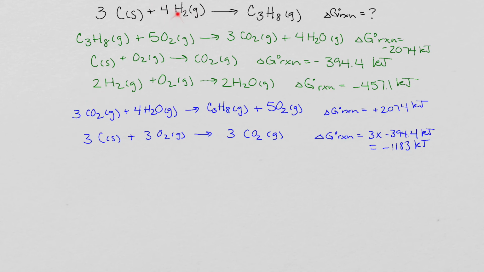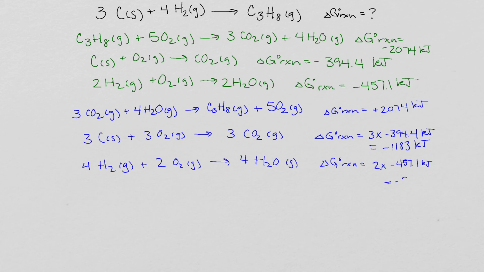All right. And last, I see that I've got a 2 of the H2 here, and I've got a 4 here. So let's go ahead and multiply this guy by 2. So I've got 4 H2 plus 2 O2 going to 4 H2O. And then my delta G of my reaction is going to be 2 times negative 457.1, which is equal to negative 914.2.